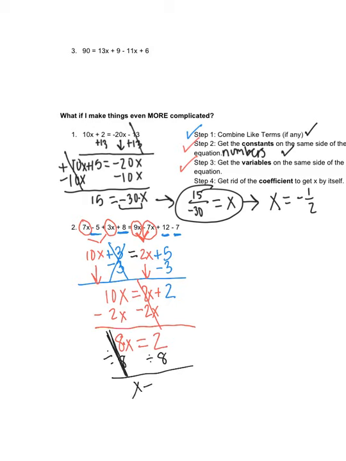And then I get x equals 2 over 8. And that can be simplified to 1 over 4. But again, either one of these answers is just fine. I'm okay if you don't simplify your final answer, because the whole point is I want you to understand how to actually solve the equation.